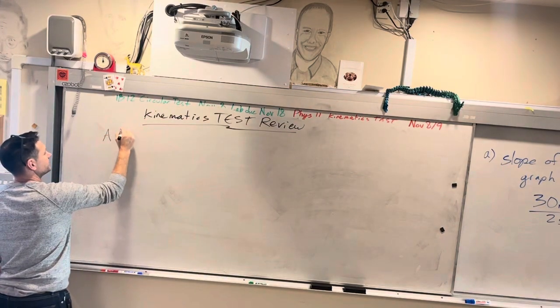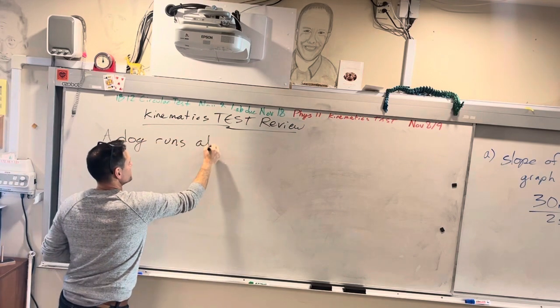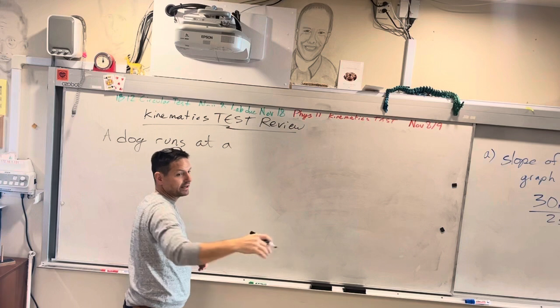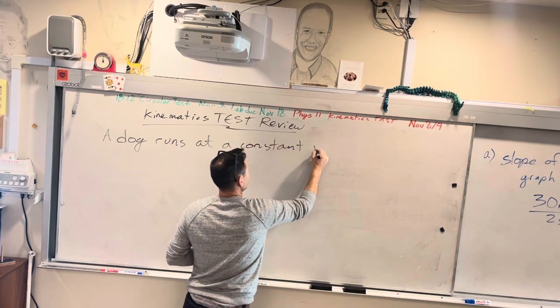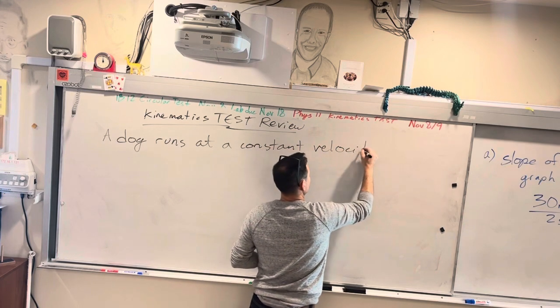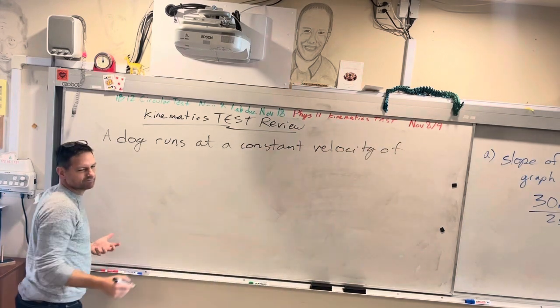So a dog runs at a constant velocity. You can write this down. Let's say she runs at what?